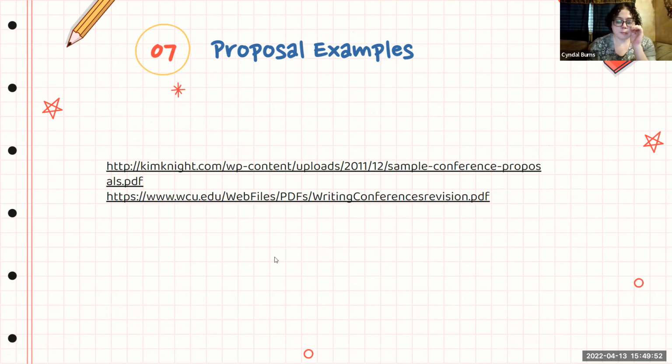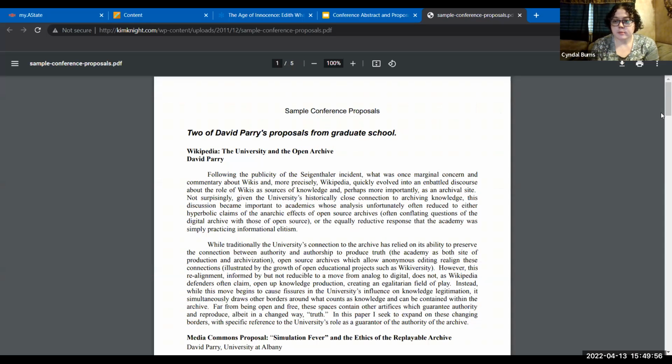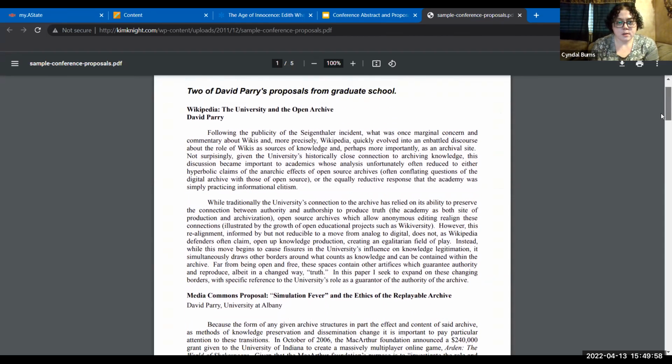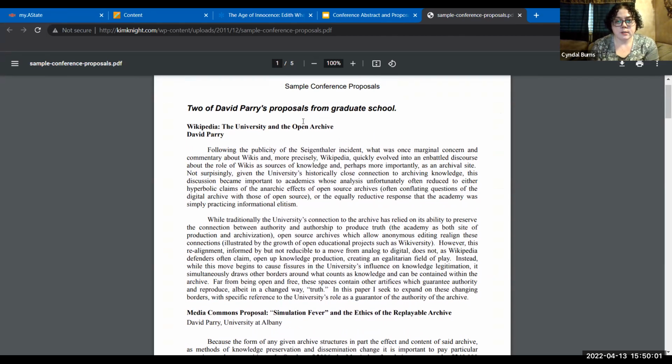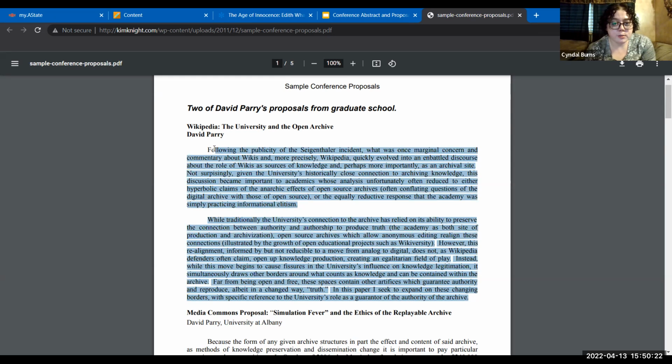So I have a couple of proposal examples here, just to give you a frame of context. This one is by David Perry, and it has this title, Wikipedia, the Universe in the Open Archive. So that is very succinct. We know he's talking about Wikipedia and how it connects to the university and the archive. And as you notice, it's really not long at all. It's just 2 small paragraphs.